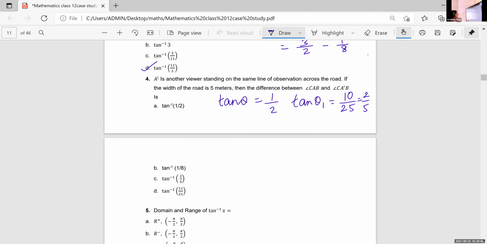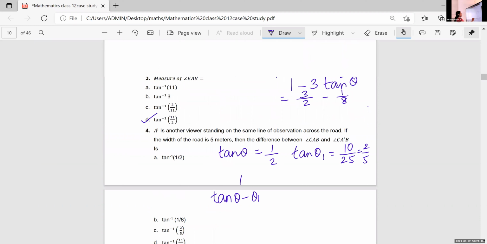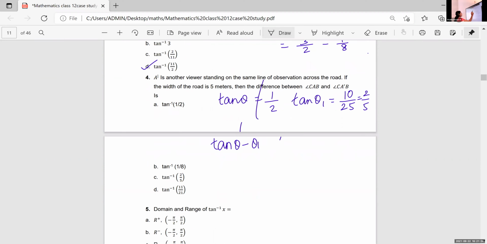And what is asked? We are asked to find the difference between the angles. So what you can do? You can take this as either tan of theta minus theta 1 or theta 1 minus theta. What is tan of A minus B? Tan of A minus B is tan A minus tan B by 1 plus tan A tan B, isn't it?